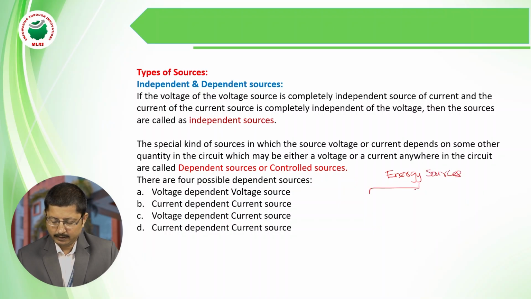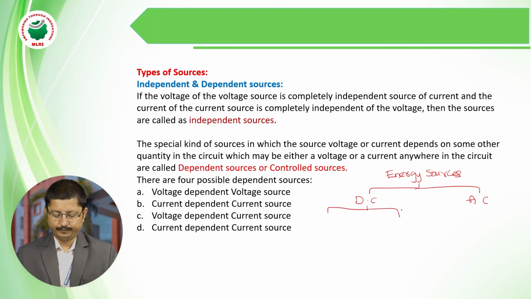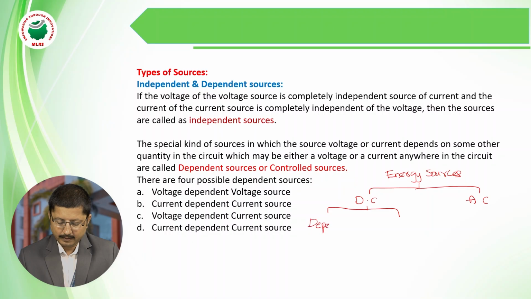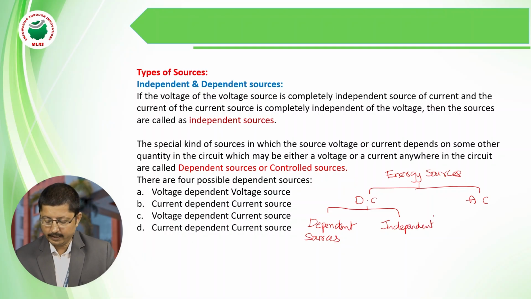The energy sources are DC sources and AC sources. DC sources are again divided into two types. They are dependent sources and independent sources. Anyway, the DC sources are not categorized in any classification.